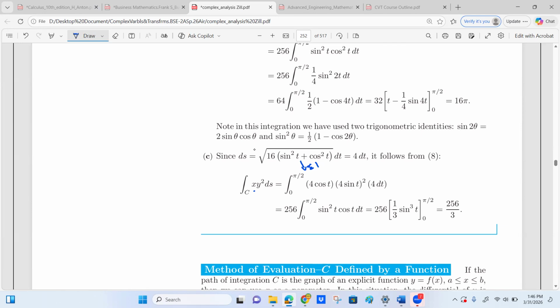And after this, the value is sin square t cos t. And since it has the power of 1, this is the derivative under the value of the power. So we will mention here sin cube t over 3. And after applying the limit, you will find 256 by 3.